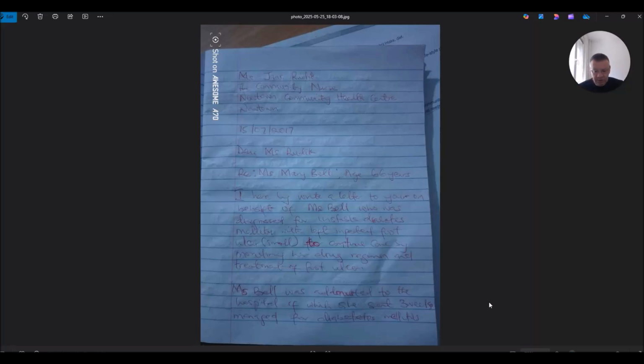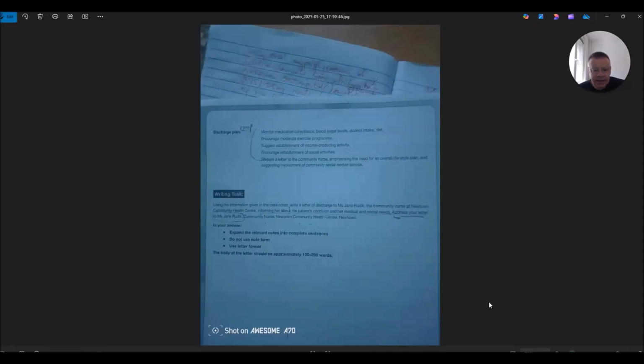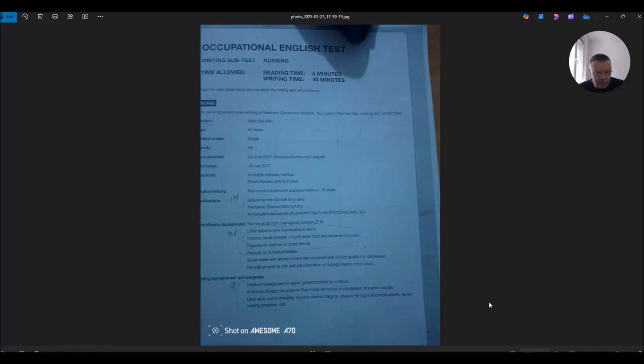Miss Bell was admitted due to what? Oh, that's not a very good picture. So what was she admitted with? She was admitted with, because her diabetes was unstable.